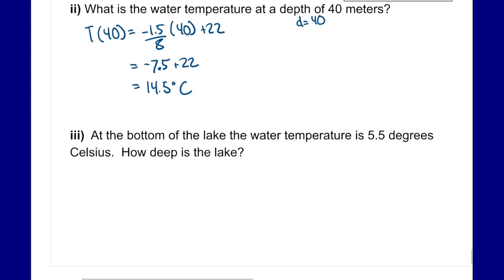The last part asks, at the bottom of the lake, the water temperature is 5.5 degrees. How deep is the lake? This section tells us the temperature at a given depth is equal to 5.5. Basically, it's telling us the y value, as you would have previously known it. We're told the y value, now we need to solve for x. So we have our equation, and we know that whatever this is, it has to equal 5.5.